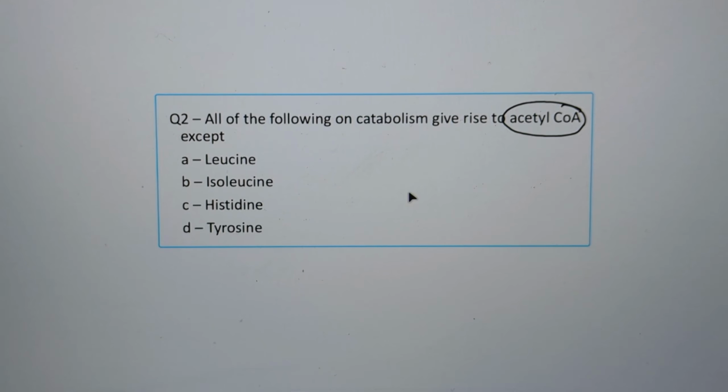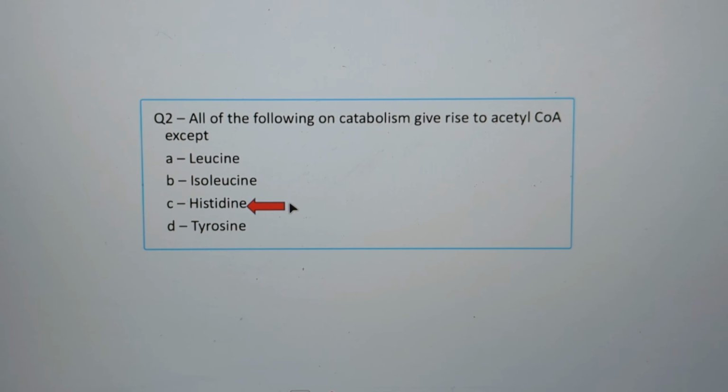We got a question. All of the following on catabolism give rise to acetyl-CoA, except... This question is indirectly asking about ketogenic amino acids, which produce acetyl-CoA as an intermediate during catabolism. Based on our discussion, histidine does not give rise to acetyl-CoA because it is a purely glucogenic amino acid. Therefore, option C is the correct answer.